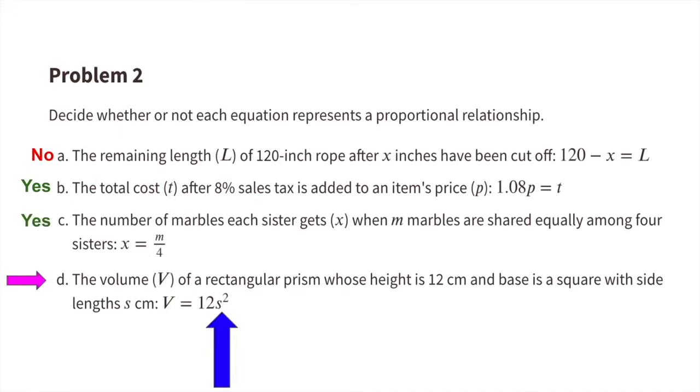D. The volume, V, of a rectangular prism whose height is 12 centimeters and base is a square with side lengths S centimeters. V equals 12S squared, or V equals 12S to the 2nd power. Since there's an exponent here, it tells me that there will not be a proportional relationship.